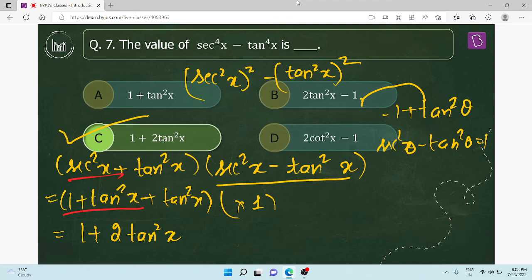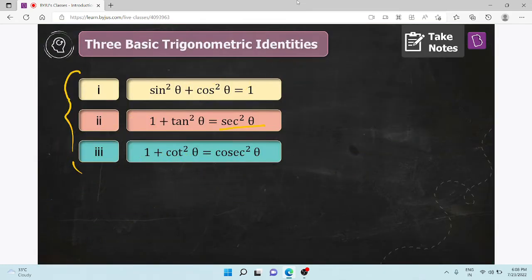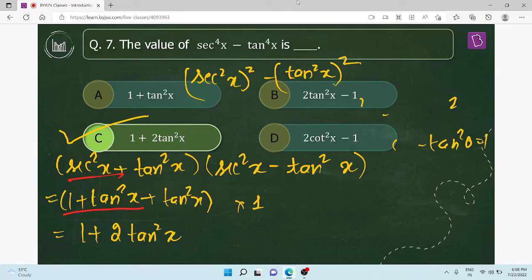Just give me a second. In the second term, from here, if we transpose tan square to the right hand side, it will be equal to 1 is equal to sec square theta minus tan square theta. Same thing we use here. Sec square x minus tan square x is always equal to 1 from this second identity. With this value equal to 1, it will be equal to 1 plus tan square x plus tan square x, means 1 plus 2 tan square x is the answer. Clear, Varun?